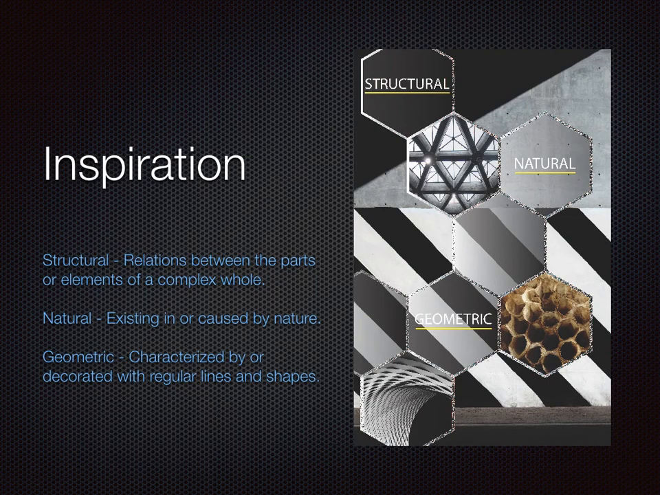As we began to look at what options might work for DP, we started with an inspiration board. We determined three different words that we wanted to work around to influence our designs. These words were structural, natural, and geometric. As we look at the definition, structural means relationships between the parts or elements of a complex whole. Natural is existing in or caused by nature, and geometric is characterized by or decorated with regular lines or shapes. All of these definitions need to be incorporated into the final prototype that we choose.